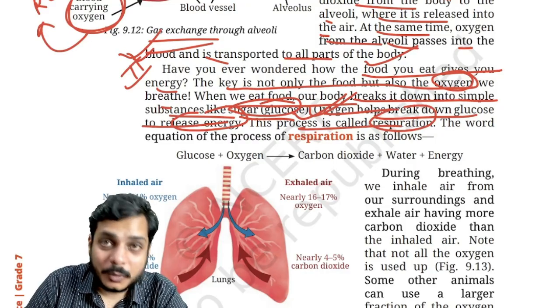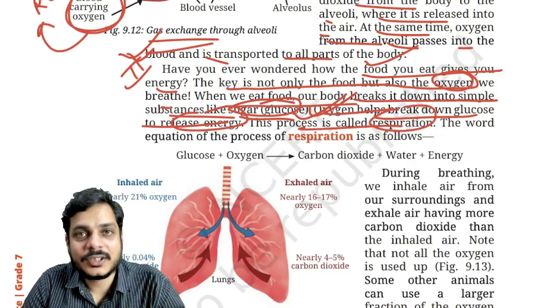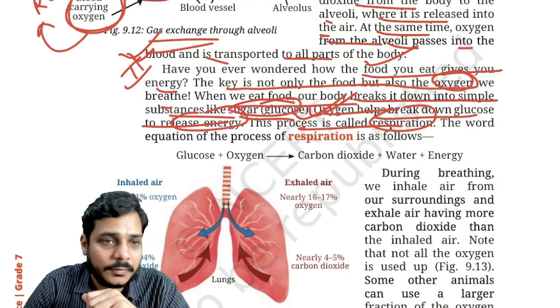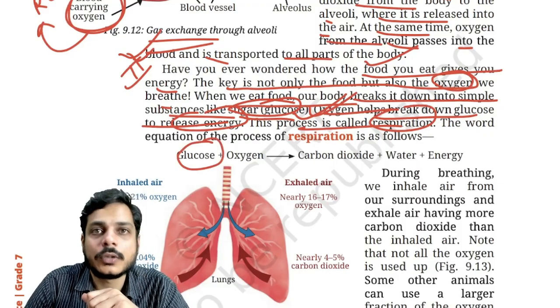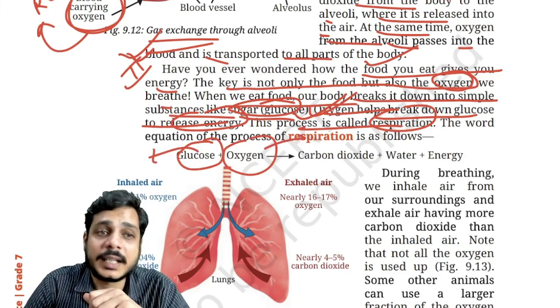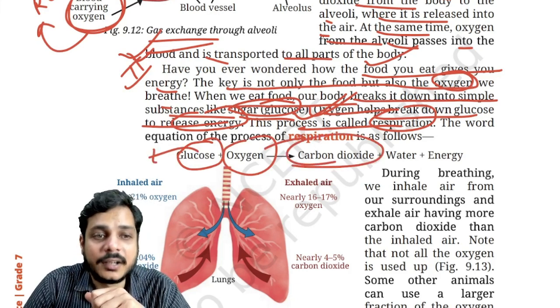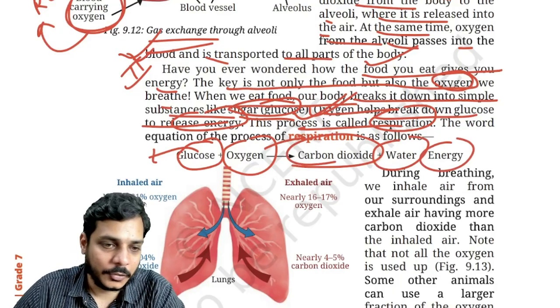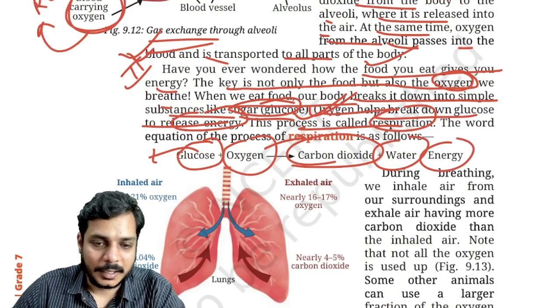So this whole process, where the energy gets used, has to be included within the definition of respiration. So respiration is glucose, that is energy, plus oxygen: oxygen from the respiration part, glucose from the digestion part. Both of these combine and release carbon dioxide, water, and energy for running our life processes.